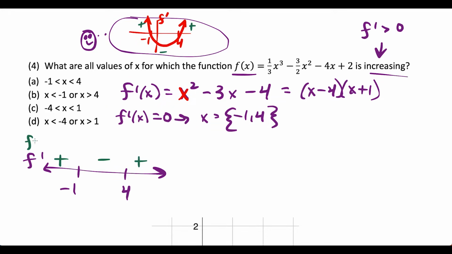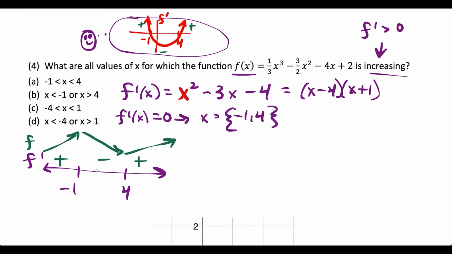And that tells me the behavior of f: f is increasing because the derivative is positive, and then f is decreasing between -1 and 4 because the derivative is negative, and then from 4 to infinity, f is increasing again. So this is just a little trick I use to create the sign chart.